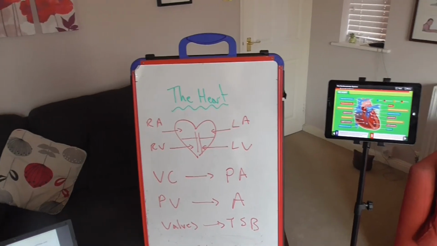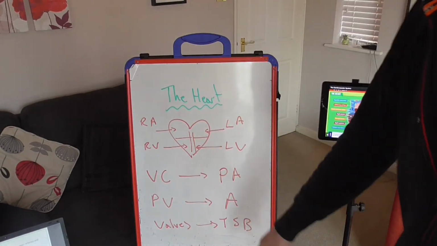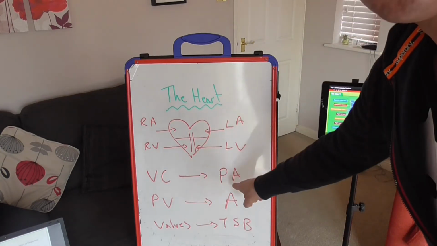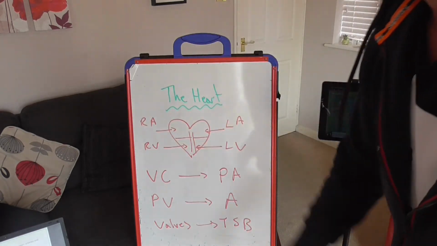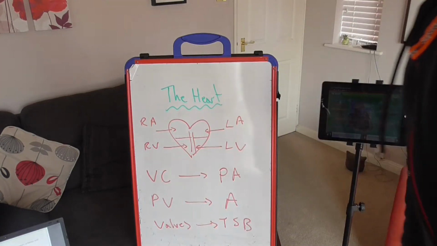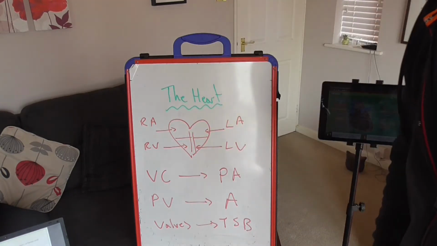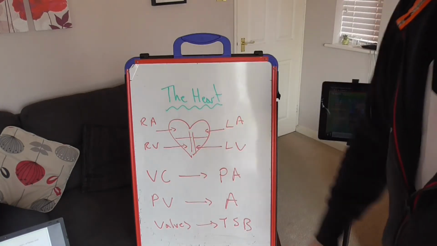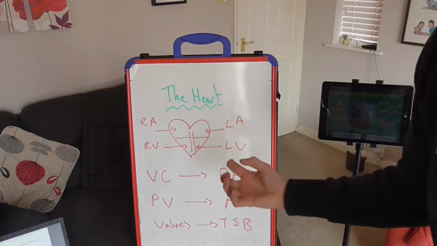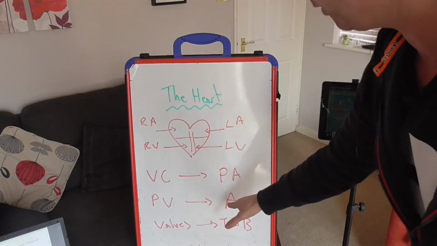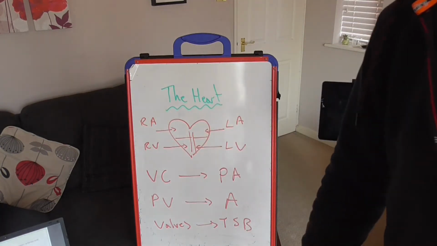Alright, the path of the blood for the vessels. VC to PA, PV to A. That stands for vena cava to pulmonary artery, pulmonary vein to the aorta. So the blood comes in deoxygenated into the vena cava, then it goes through the right atrium to the right ventricle, off then to the lungs to collect all that oxygen by the pulmonary artery, back in by the pulmonary vein when it's now full of oxygen, and then off to the aorta where it gets sent out to the rest of the body. Perfect.